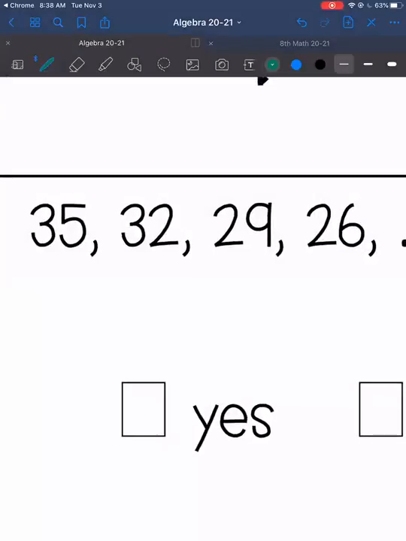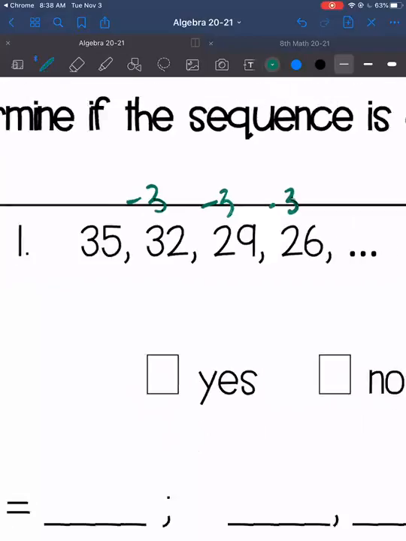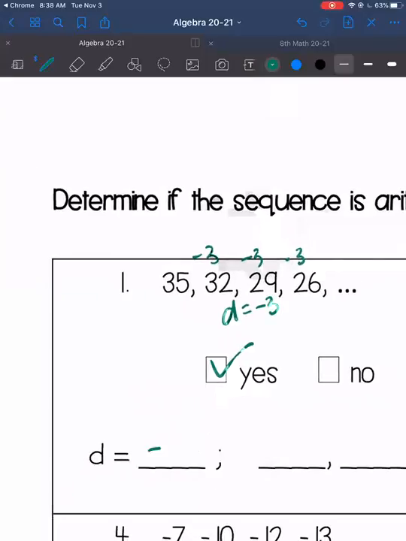How did I go from 35 to 32? Minus 3. Okay. 32 to 29. 29 to 26. So is it the same number each time? Yes, we're adding a negative 3, or we're subtracting 3 each time. So our common difference is -3. So yes, it is an arithmetic sequence. So our D is -3.